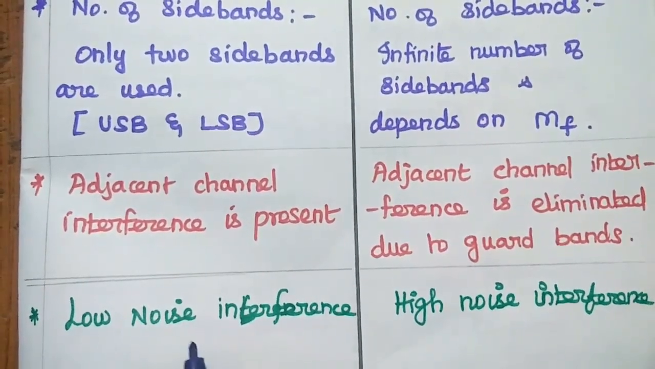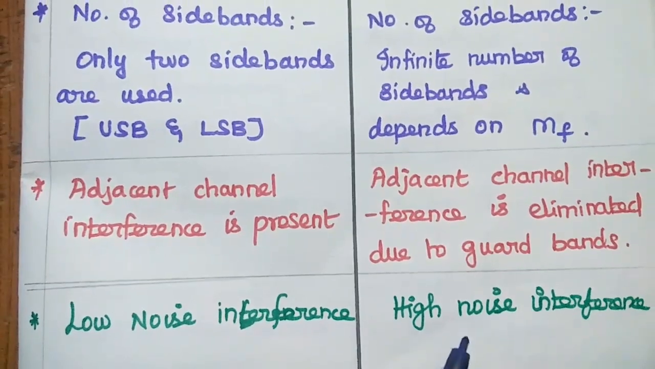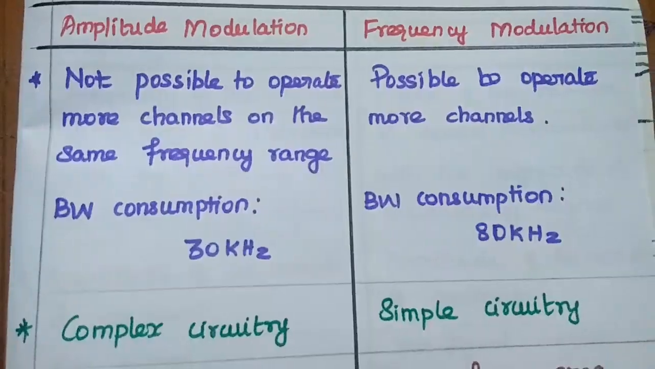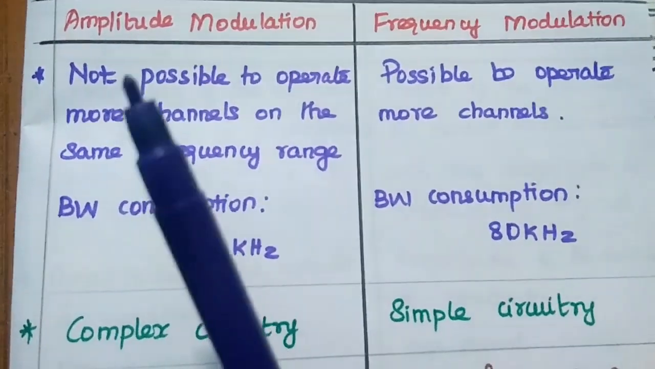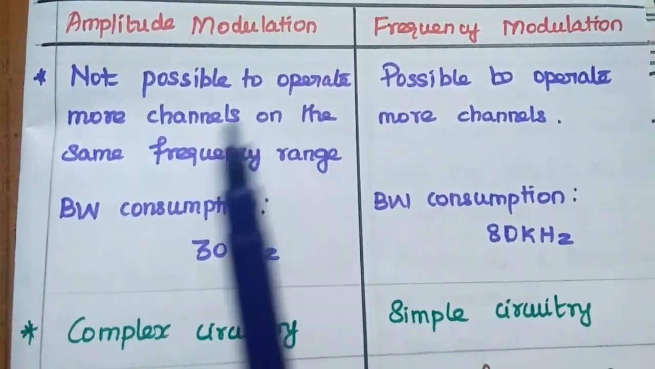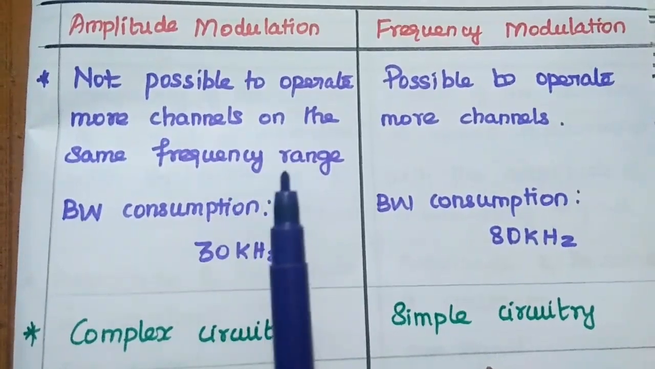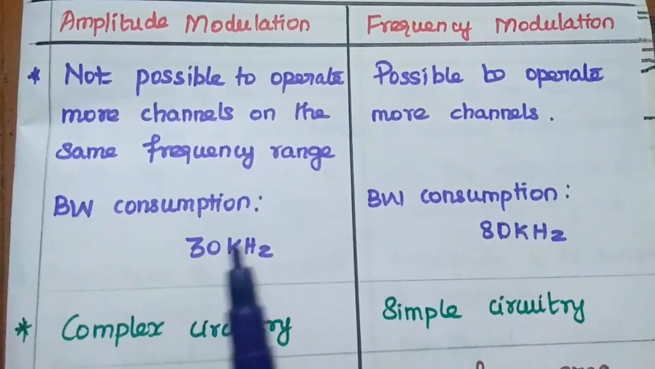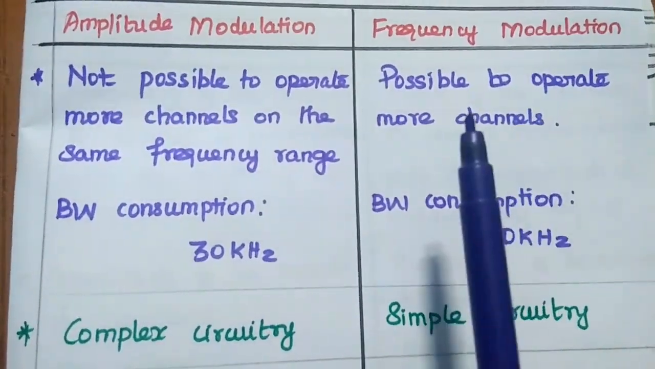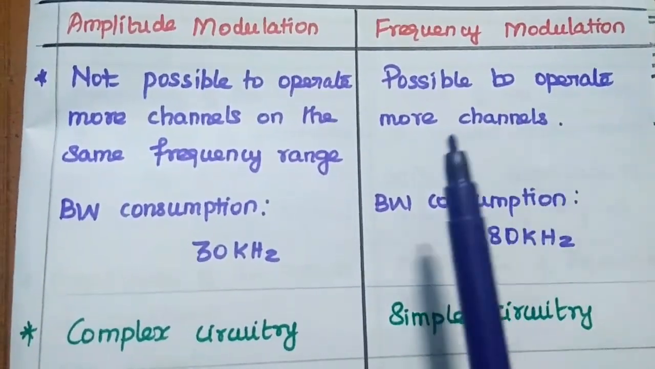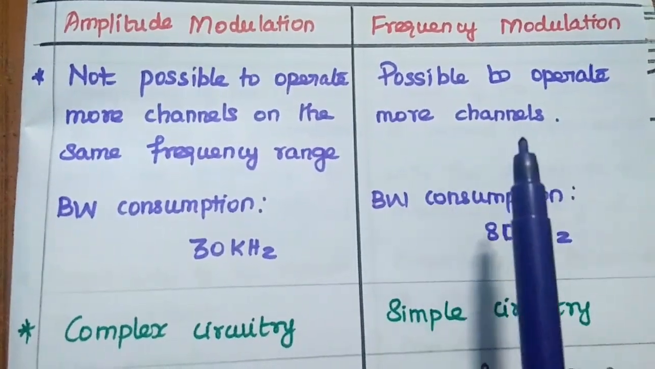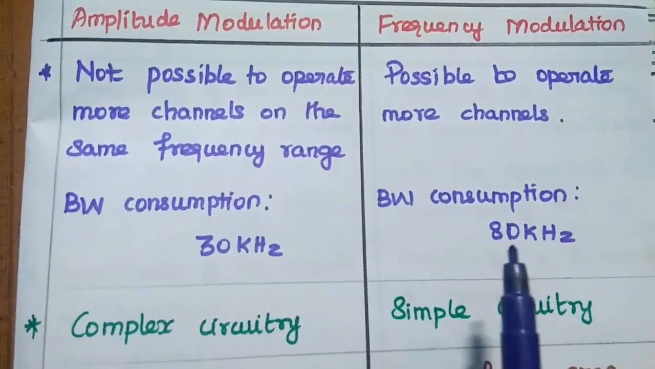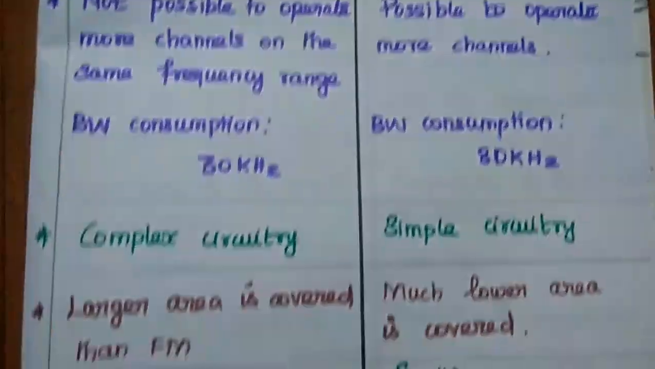AM receiver has high noise interference. FM receiver has low noise interference. In amplitude modulation, it is not possible to operate more channels on the same frequency range because the bandwidth consumption is 30 kHz. In frequency modulation, it is possible to operate more channels on the same frequency range. Its consumption is 80 kHz.